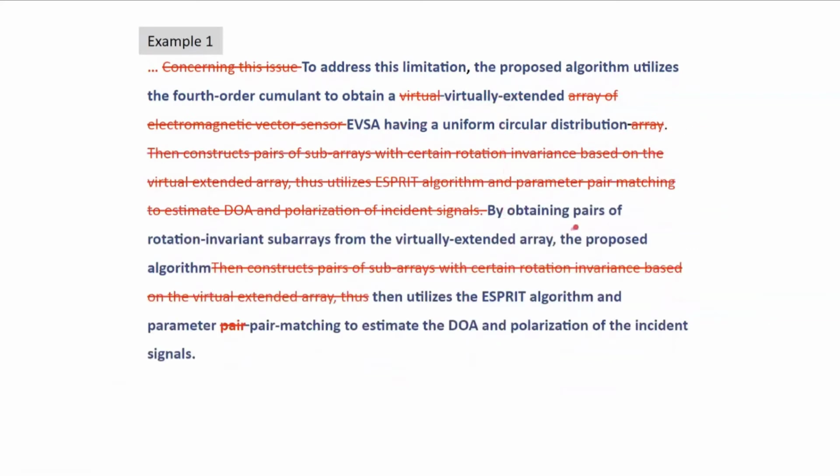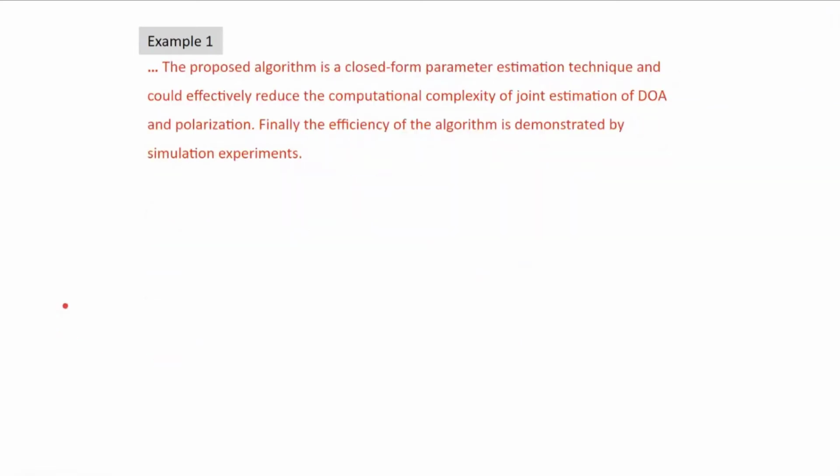Then you explain: by obtaining pairs of rotation invariant subarrays, the proposed algorithm can then utilize the eSpirit algorithm, because you remember eSpirit used to work only on rotational invariant arrays. So the language has been changed. Instead of having a second sentence that started with "then," we have changed it and said, by obtaining pairs of rotational invariant subarrays, the proposed algorithm then utilizes the eSpirit algorithm and parameter pair matching to estimate the DOA and polarization of the incident signals.